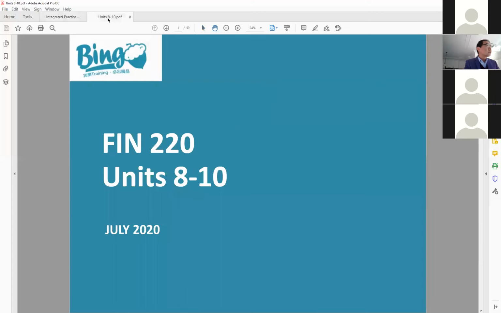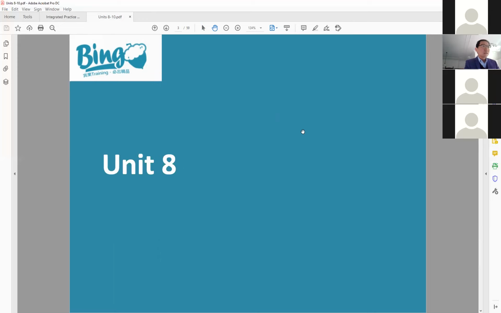With that, I'm going to switch. Can you see this screen now? Units 8 to 10. I've just switched, but I don't know if you can see that. Okay, great. In terms of the materials here, I'm going to take a departure from what I would normally do, which is I want to go through Unit 8, which covers intangible assets, and then talk about impairment.